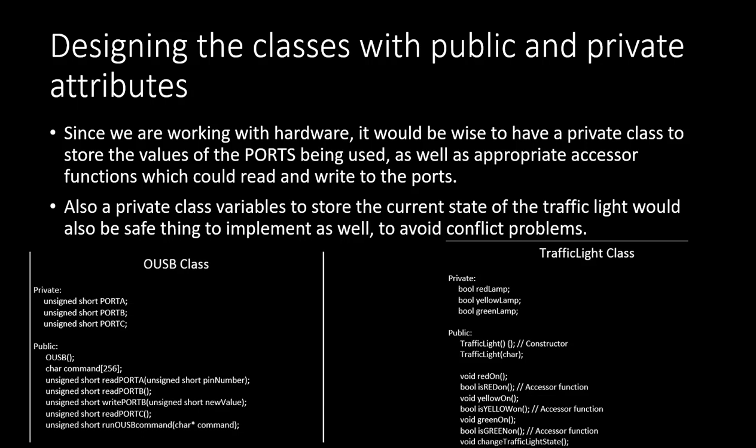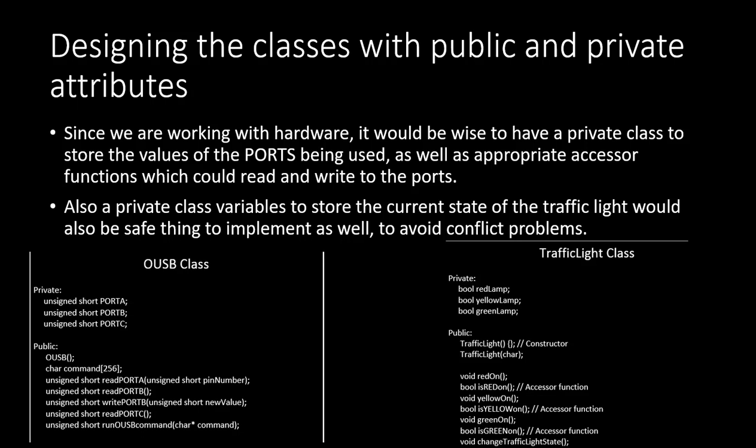So when it comes to designing the classes with public and private attributes, the thing that we have to understand here is that since we are working with hardware, it'd be pretty wise to have private class variables to store the values of the ports being used, as well as the appropriate accessor functions, which could read and write to the ports. And also private class variables to store the current state of the traffic lights would be a safe thing to implement as well, to avoid conflict issues. Because if there are conflict issues, then you're going to run into debugging issues. And you know what it's like debugging code, right? It can be a real headache.